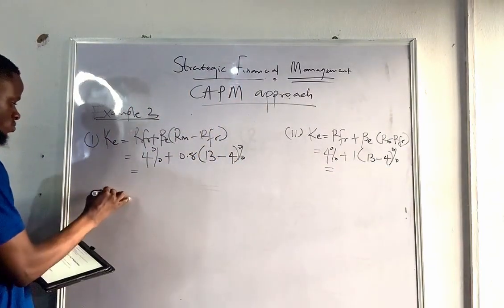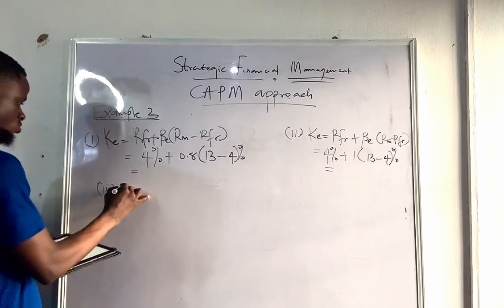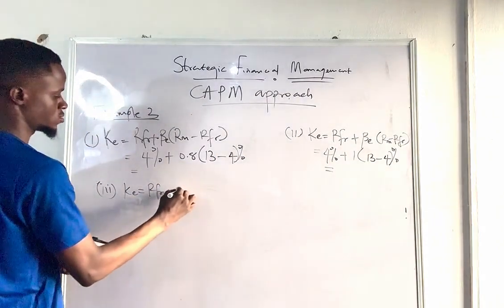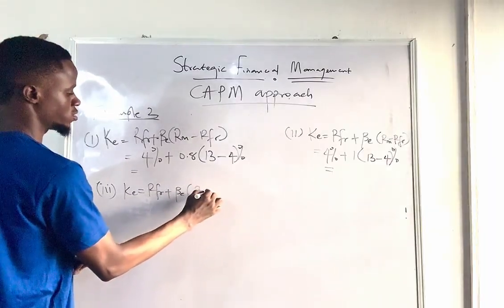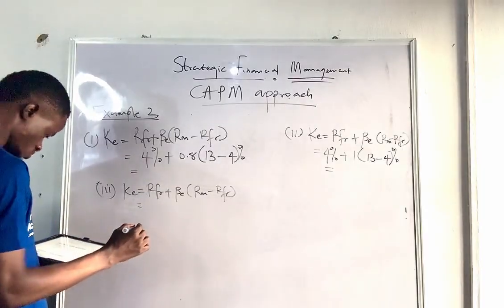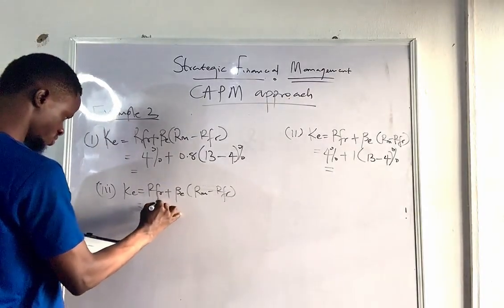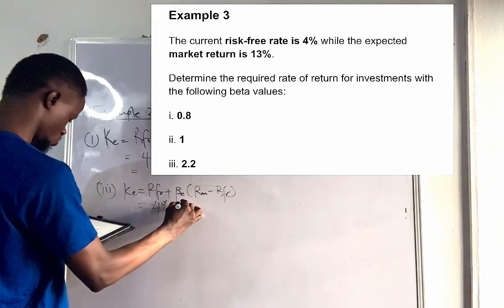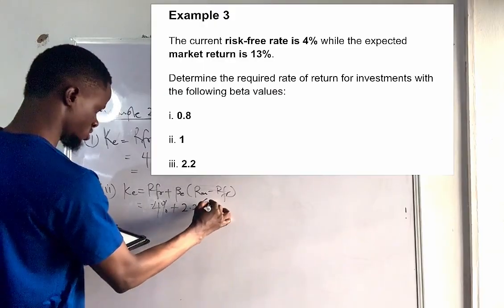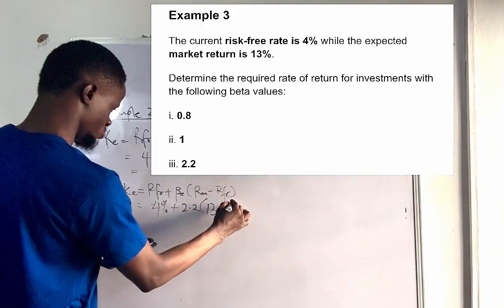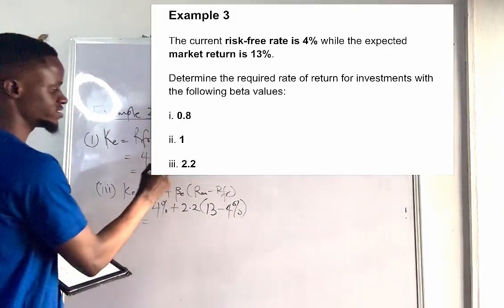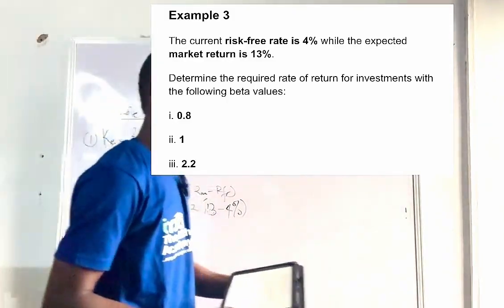Then the third one, KE equals risk-free rate plus beta equity times RM minus risk-free rate. Then we have this to be 4% plus 2.2, 13 minus 4%. So let's find the final answers for these values.